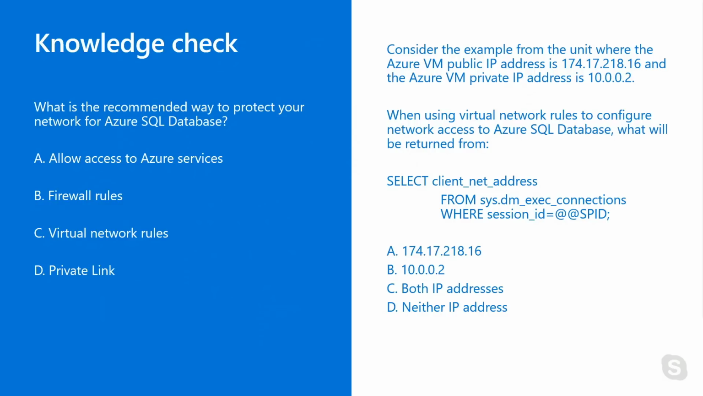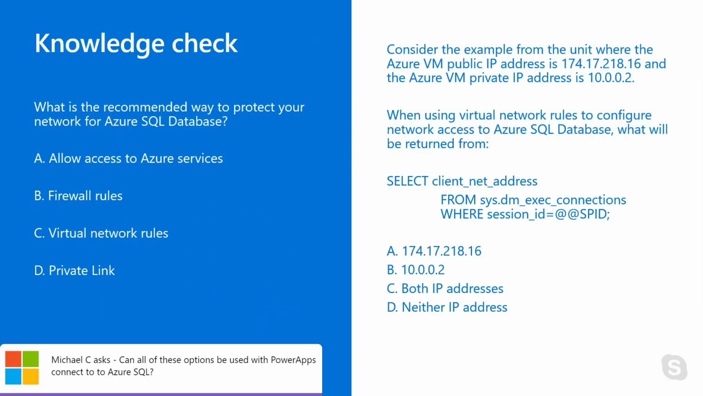Now, recall from yesterday, the way that we're doing this is we're going to have you answer both questions in one comment. So for example, if you thought A, then A, then you can go ahead and just put AA, for example. Now, the first question is, what is the recommended way to protect your network for Azure SQL Database? And the second gives a slightly different example, similar to the demo, that considers the example from the unit and what is going to be the results if you have virtual network rules enabled when you run that SQL query below.